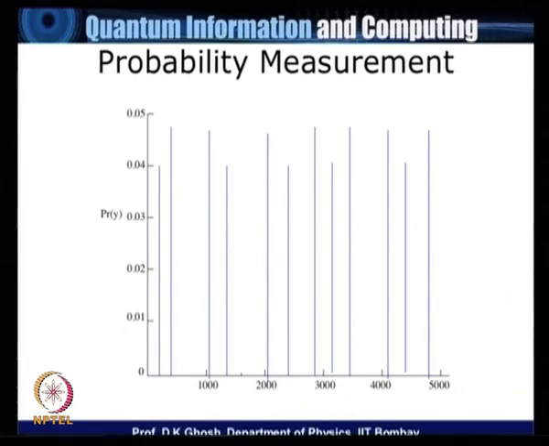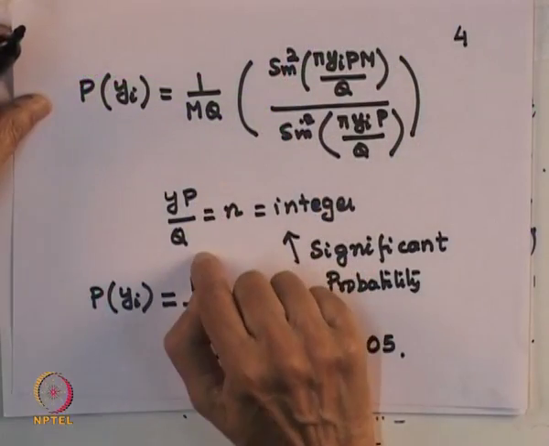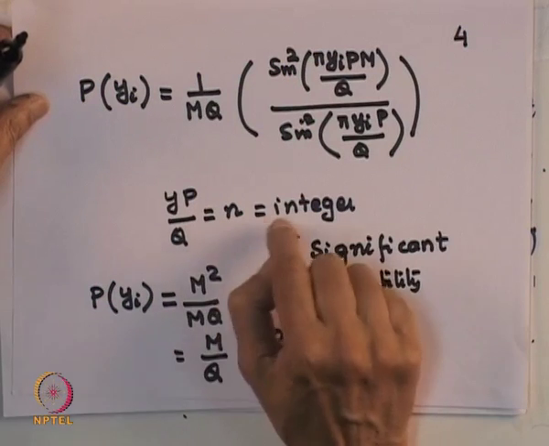So the question now is that, having known what the period of the function is, we could use all these arguments to determine the period. But let us look at what it is that we actually want. What we want is that this quantity y p by q should be an integer.